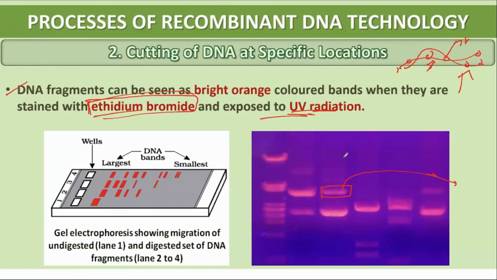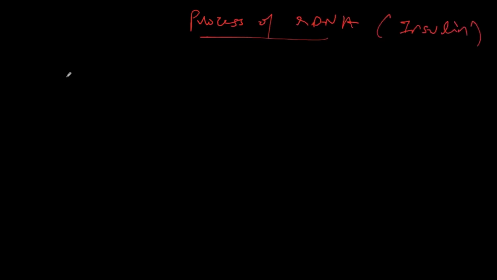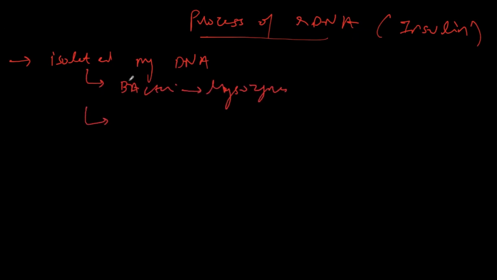So let me just summarize this, and then we'll end today's session. We started with the process of rDNA technology. For example, to isolate the gene of insulin, because I want to make insulin at a large scale, I first isolate the DNA. If the DNA is isolated from bacteria, we have to use lysozyme. If we isolate the DNA from fungus, we need to use chitinase. And if from plant, we need to use cellulase.